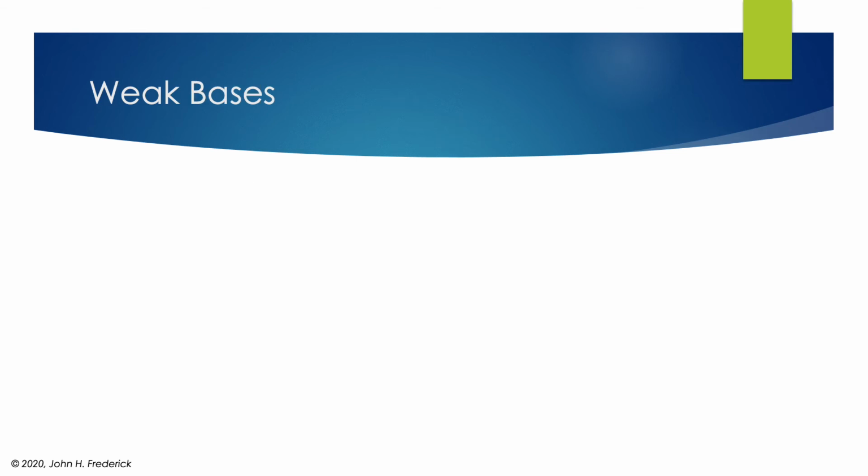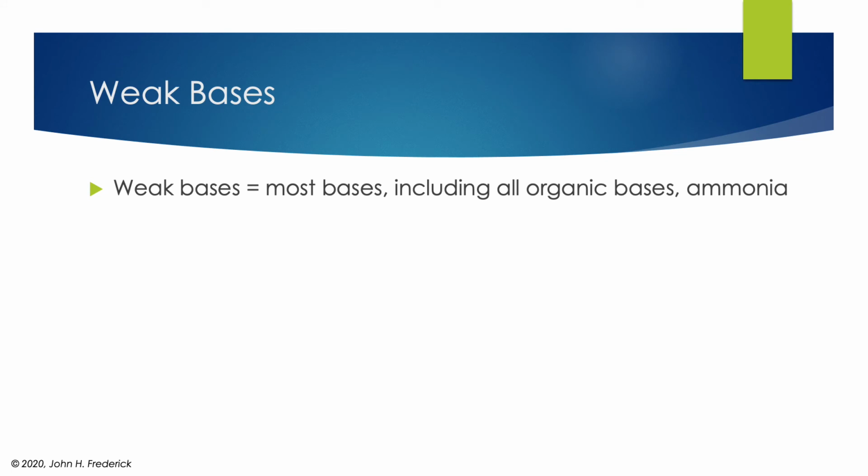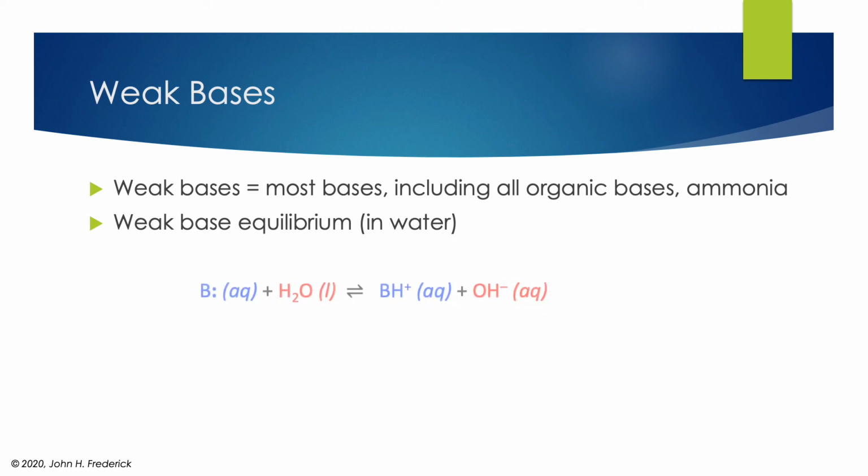Now let's talk about weak bases. They're very similar to weak acids, although they're bases instead. Weak bases actually include most of the bases that we'll encounter in this course, including all of the organic bases, that is, all of the carbon-containing compounds that are bases. It also includes ammonia, NH3. Now, this also has a weak base equilibrium in water, which looks like this.